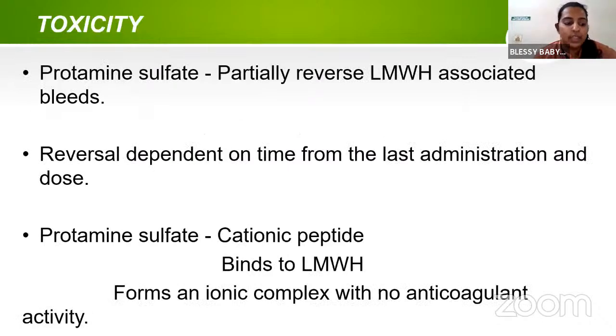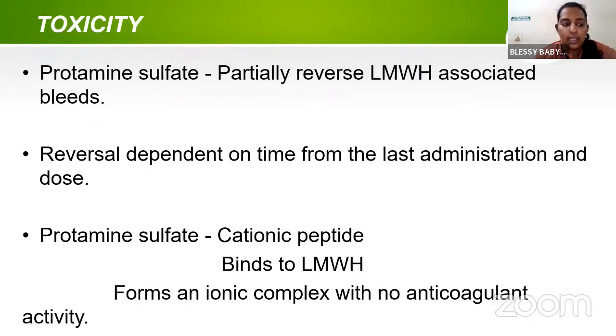Then about toxicity, protamine is the main antidote used in cases of toxicity. Protamine sulfate will reverse the low molecular weight heparin effect, but it reverses it only partially, and also the reversal depends on the time from the last administration and dose. Protamine sulfate is a cationic peptide. It binds to low molecular weight heparin and forms an ionic complex with no anticoagulant effect.